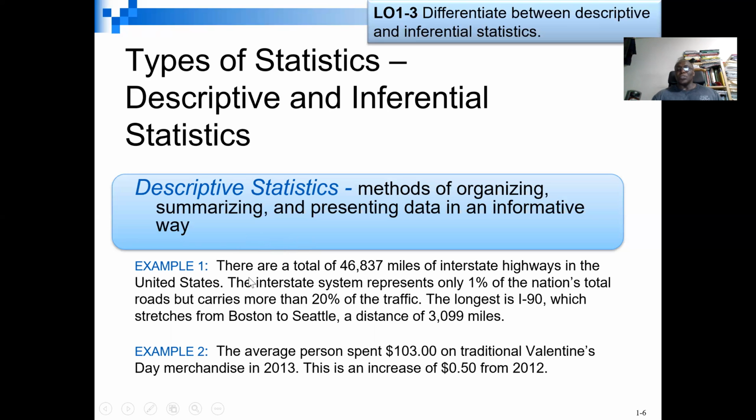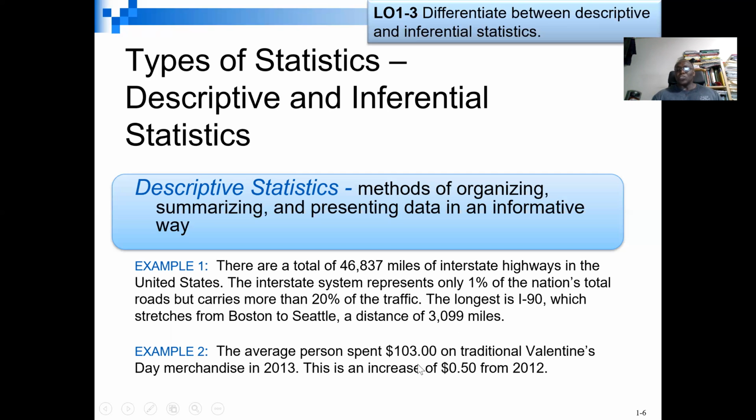An example is given here. There are a total of 46,837 miles of interstate highways in the United States. The interstate system represents only 1% of the nation's total roads, but carries more than 20% of the traffic. The longest is I-90, which stretches from Boston to Seattle. The distance is almost 3,100 miles. So again, this is the concept of descriptive statistics.